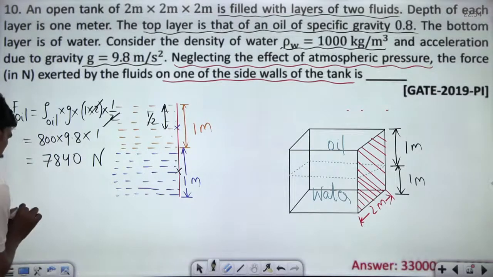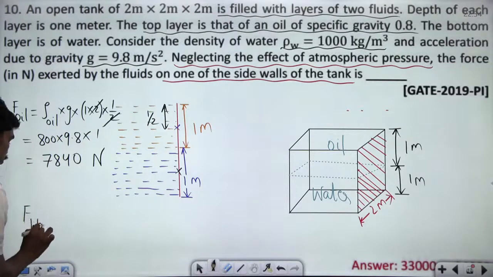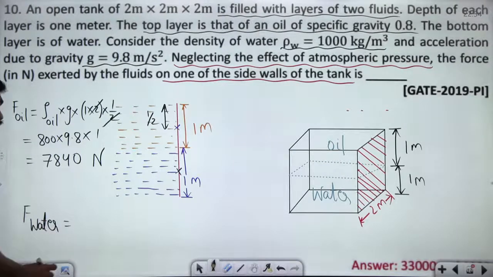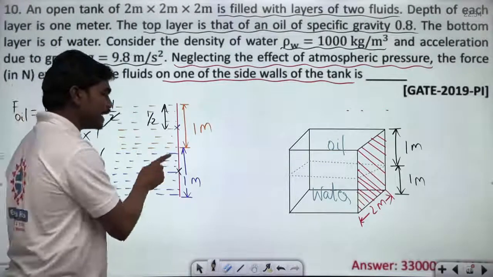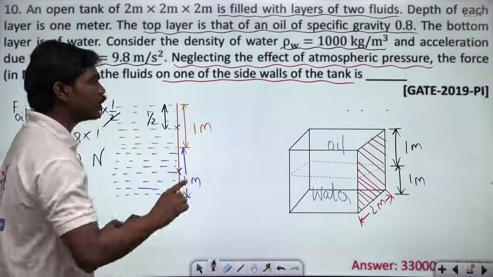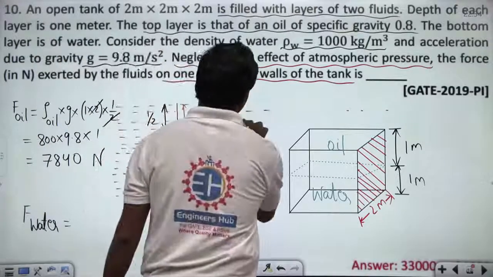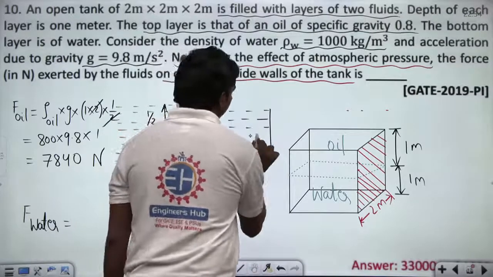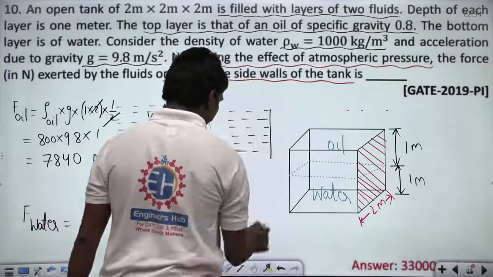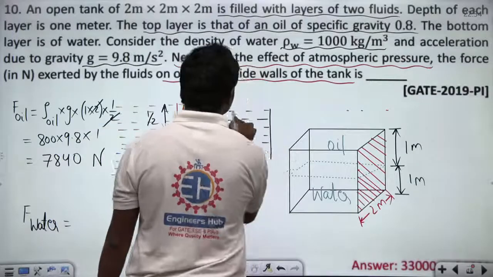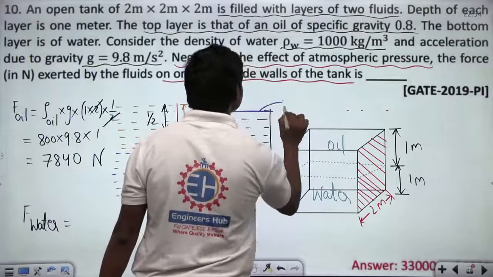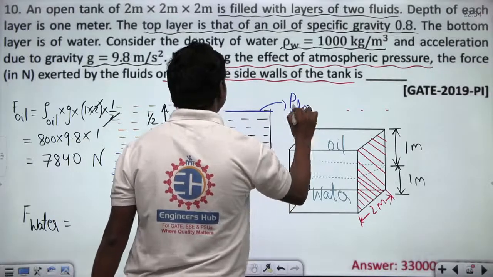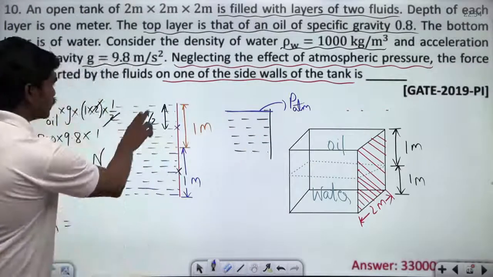Next, if you talk about the force exerted by the water, because water is also exerting some force. Now, here one thing: you can't directly write rho g A into this distance. Why? Because I told you whenever there is some surface involved in water, you are supposed to write rho g A h bar only if this free surface is at atmospheric pressure. Only if this surface is at atmospheric pressure can you write this h bar measured from this free surface.